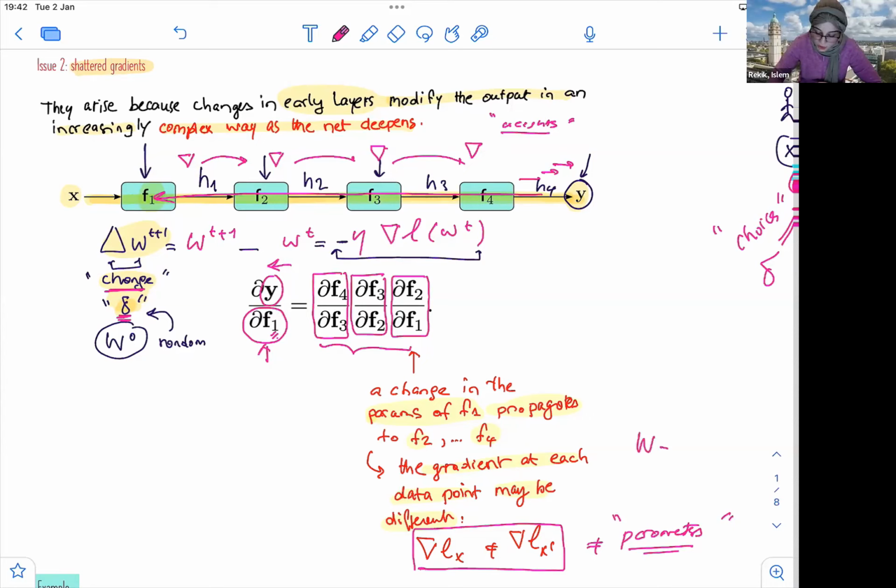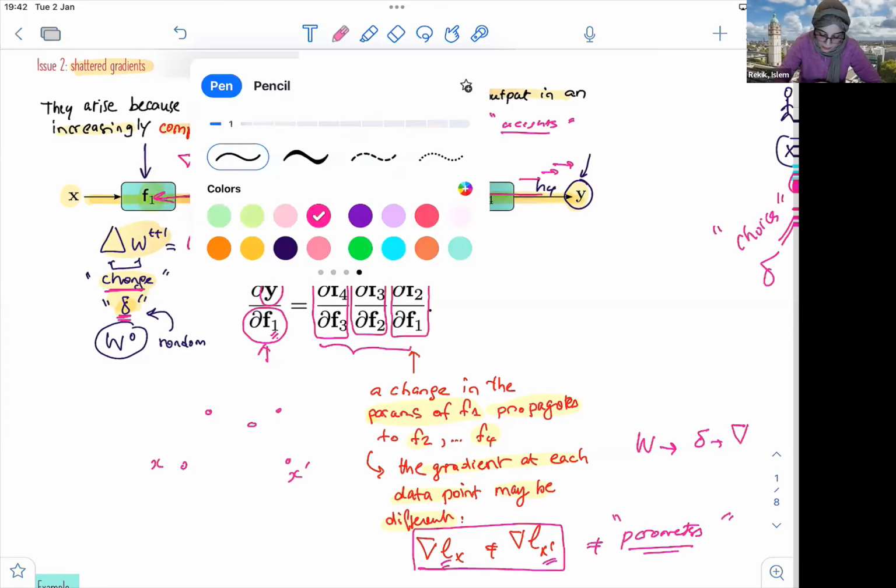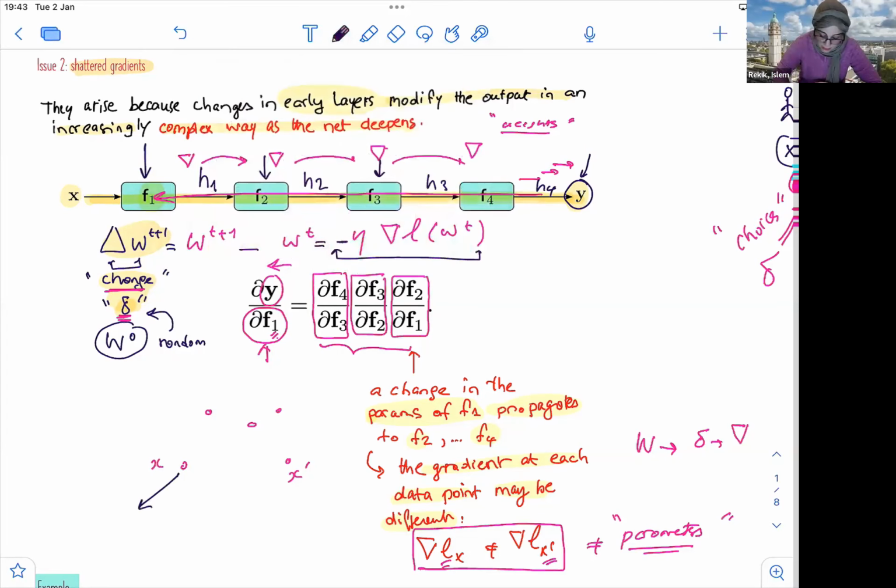The W will change, the delta will change, my gradient will change faster, and then the problem is that I will end up with different directions of my gradient for 2 points. So if I have, for example, this is my data set, and I have x and x prime, and I calculate the gradient at x and x prime, these will have maybe completely different directions, although these are consecutive points in my data.